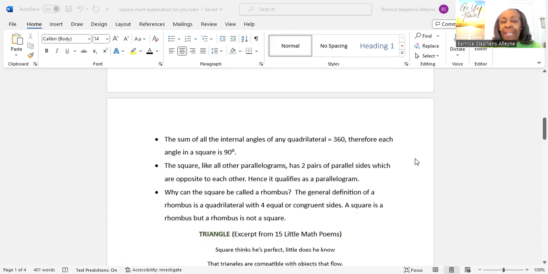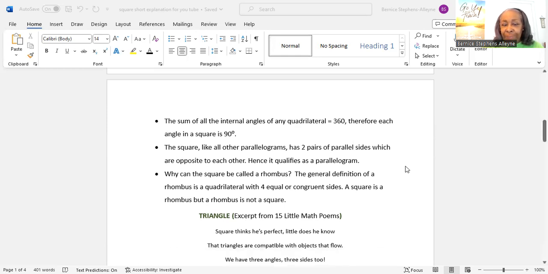The sum of the internal angles of any quadrilateral is 360. Therefore, each angle in a square is equal to 90, the 4 right angles. The square, like all other parallelograms, has 2 pairs of parallel sides which are opposite to each other. Therefore, it qualifies as a parallelogram.